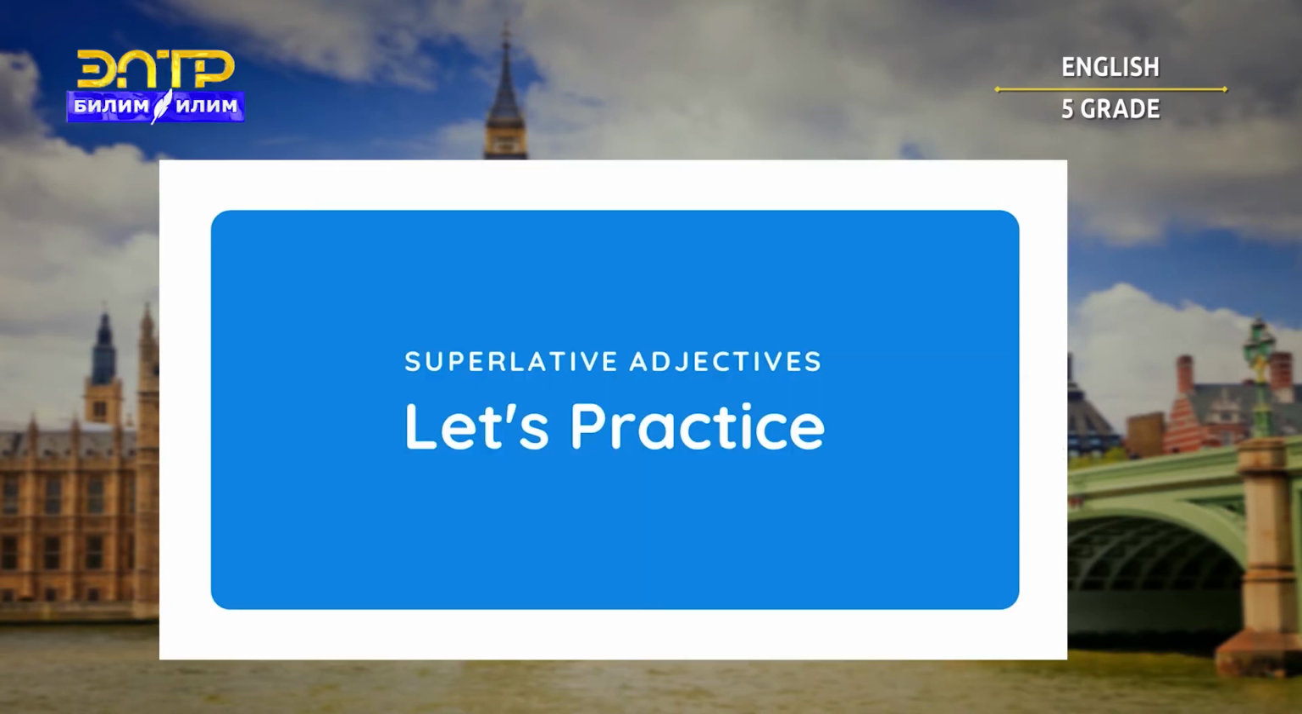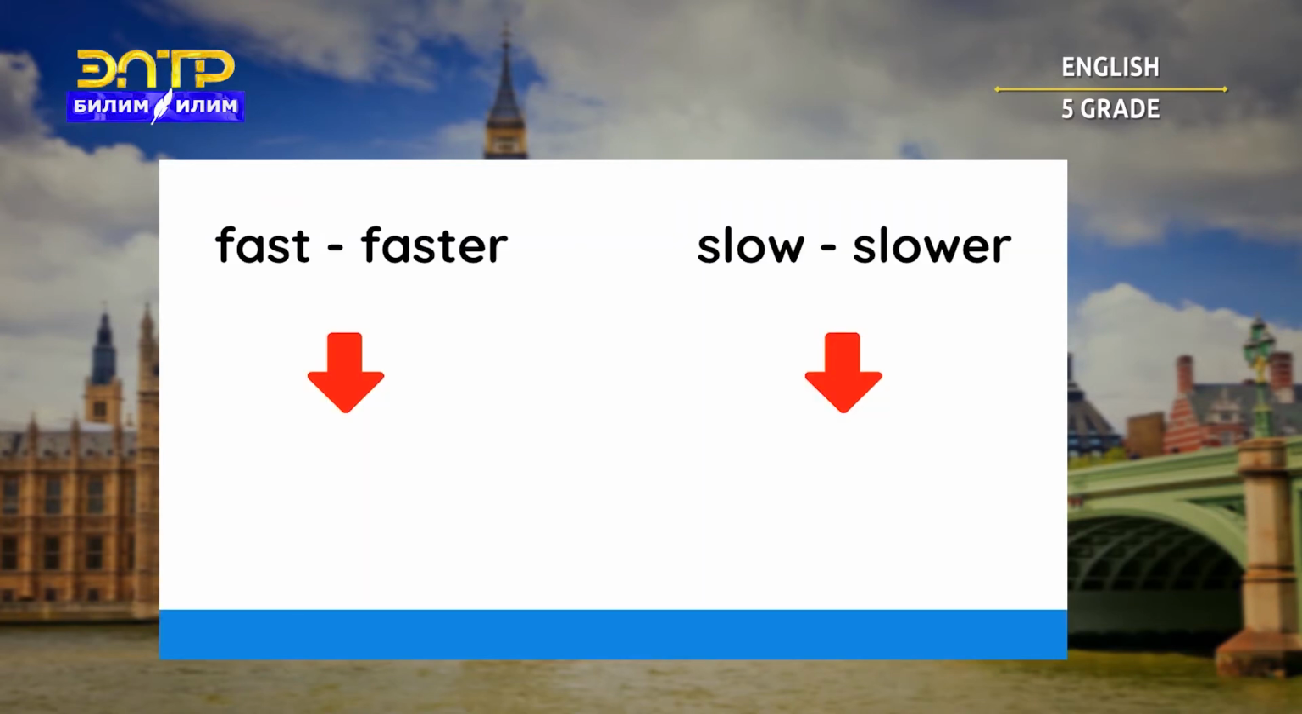Now it's time to practice what we have learned. Let me show you an example first. Here, you have to make the superlative form of each adjective, but let me show you an example first. The word fast, its comparative form is faster, and the superlative form is the fastest.